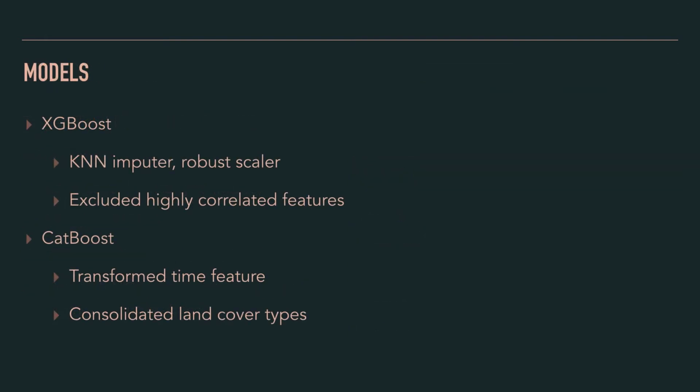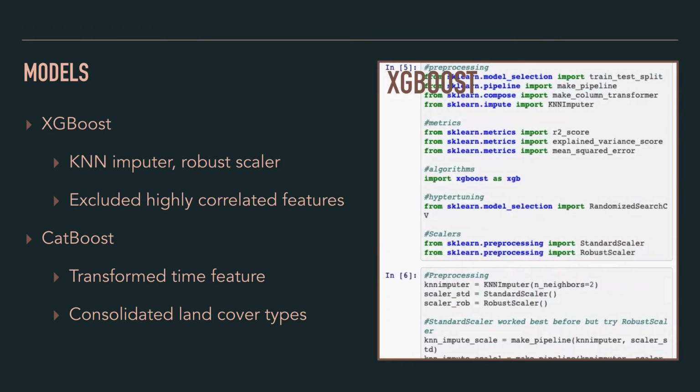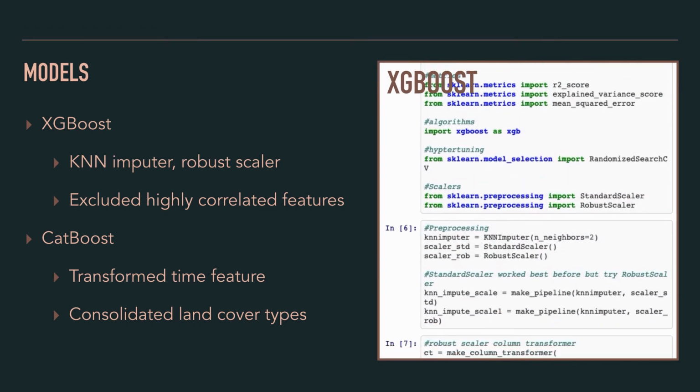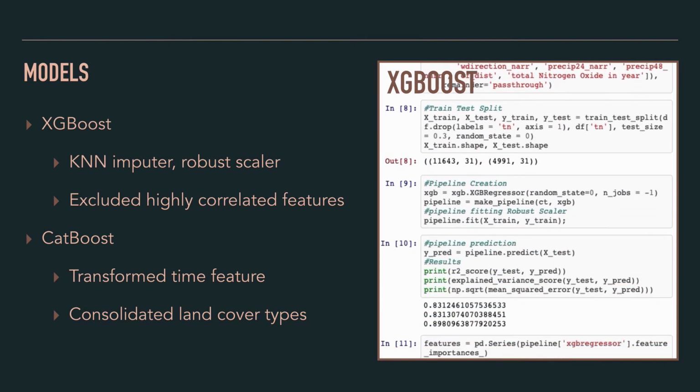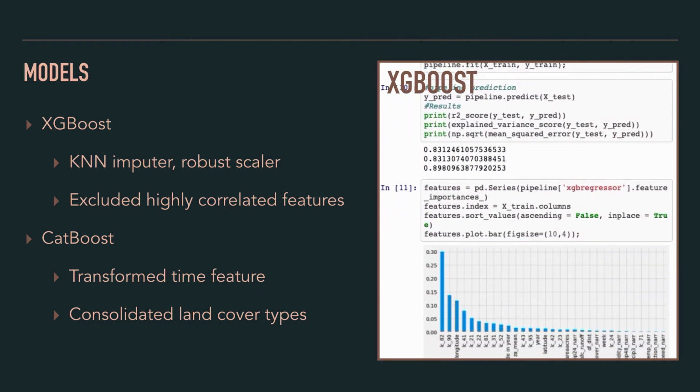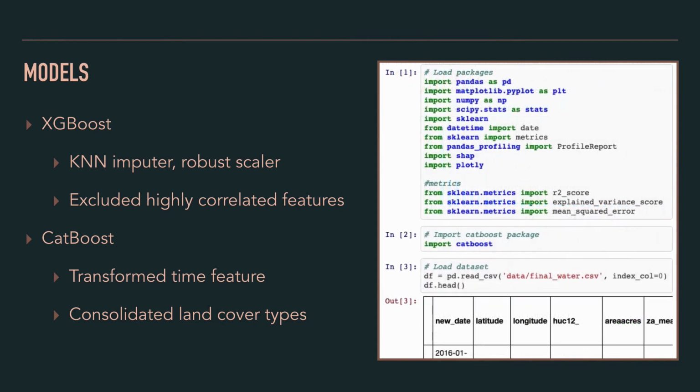We tried a variety of different models, including random forest, linear regression, CatBoost, and XGBoost, and narrowed it down to two final contenders, XGBoost and CatBoost. In the XGBoost model, we used relatively strict correlation grouping to eliminate redundant features, along with a KNN imputer for missing values and a robust scaler. We also tried a CatBoost model, which is great with categorical variables.